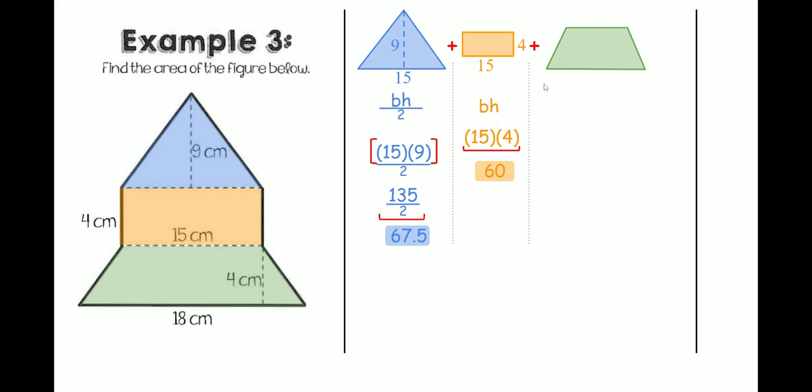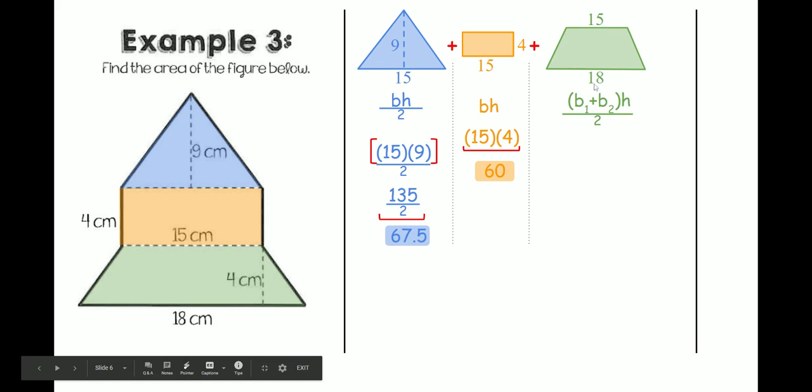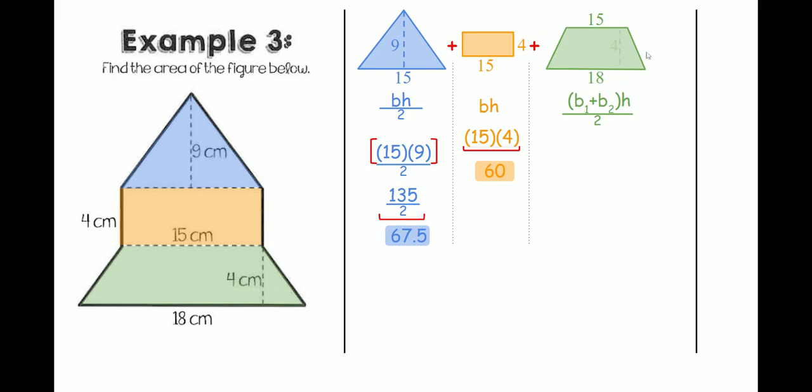Finally, my trapezoid, the most complex of the formulas, base 1 plus base 2 times the height divided by 2. Base 1 and base 2. Well, the top base is 15, the bottom base is 18, so we're going to fill that out. My height is the next thing I need to know, which is 4 centimeters. It says so right there. So let's fill out our equation. 15 plus 18 times 4. First thing we need to do is add 15 and 18, which is 33. Now we can multiply 33 and 4, which is 132. And now we divide 132 by 2, which equals 66.